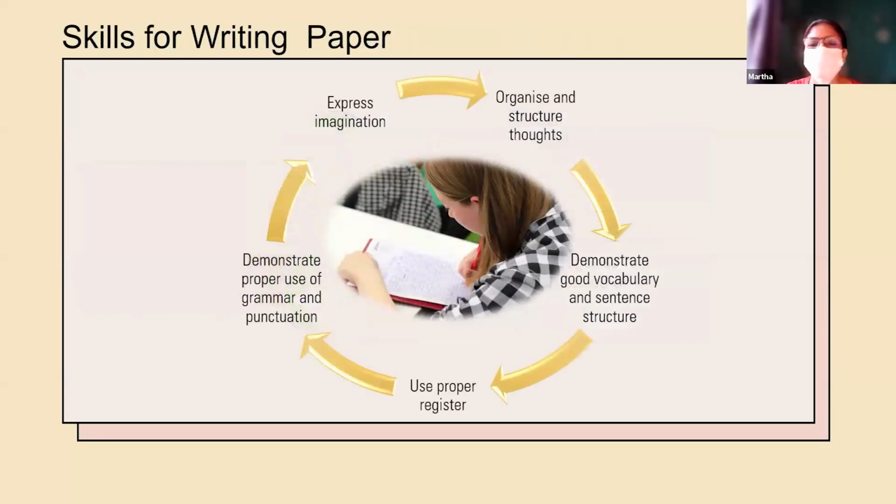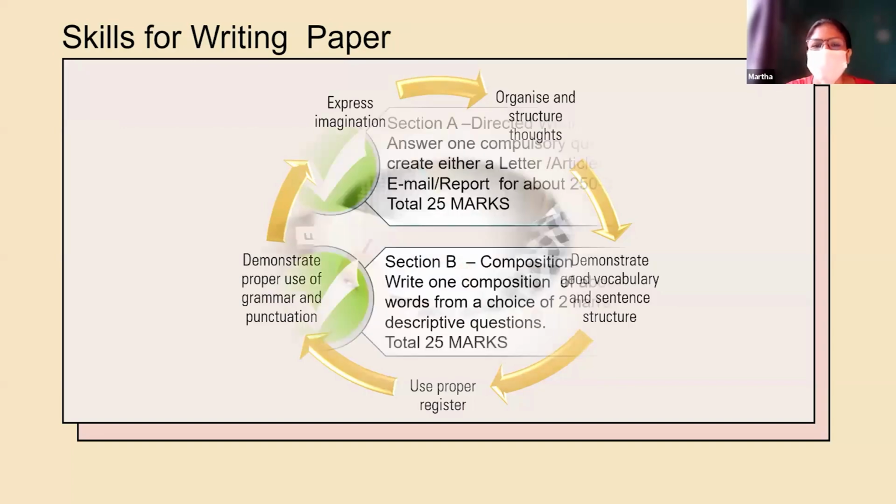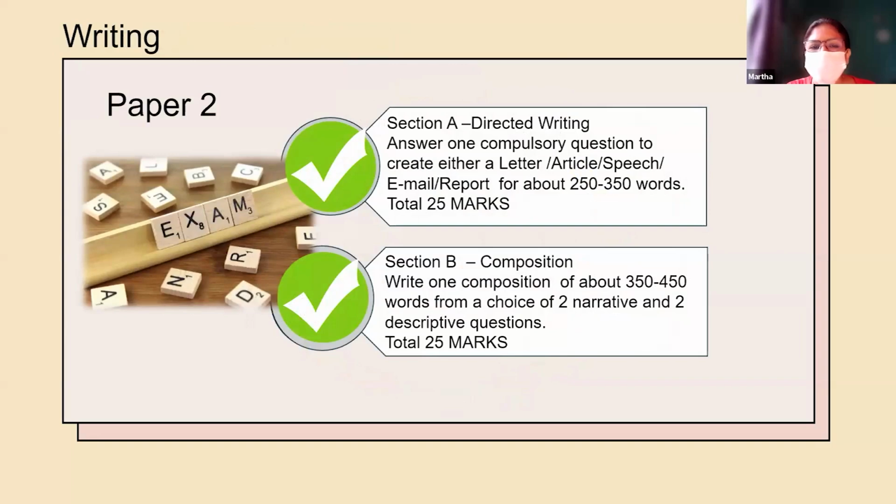Okay. Now for the writing paper, it's basically about expressing their imaginations and how they are going to organize their thoughts, right? Of course, they must have good vocabulary, sentence structure, proper registers, and of course, you can't run away with grammar and punctuation. Now, for paper 2 also, there is another part, which is directed writing, and then there is composition. So I'm not going to bore you with all the details here. What I need you to understand is the components of it and what is required of the students in terms of their skills.